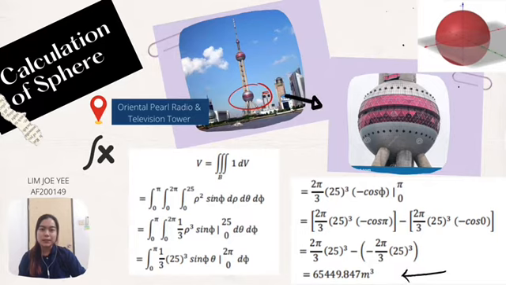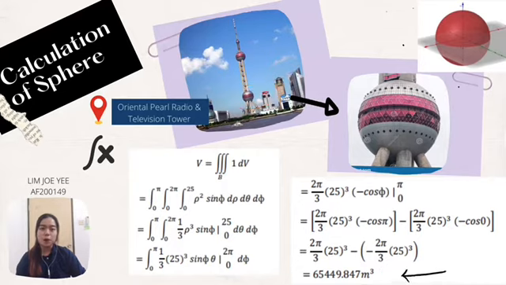Today I'm going to present how to apply the triple integral to find the volume of a civil engineering structure. The structure chosen is the Oriental Pearl Radio and Television Tower, which is located in China. The lower sphere of the tower is chosen to calculate the volume. Spherical coordinates are used to solve the inequalities to find the volume of the sphere. We know that the diameter of the sphere is 50, so the radius of the sphere is 25, which is half of the diameter.